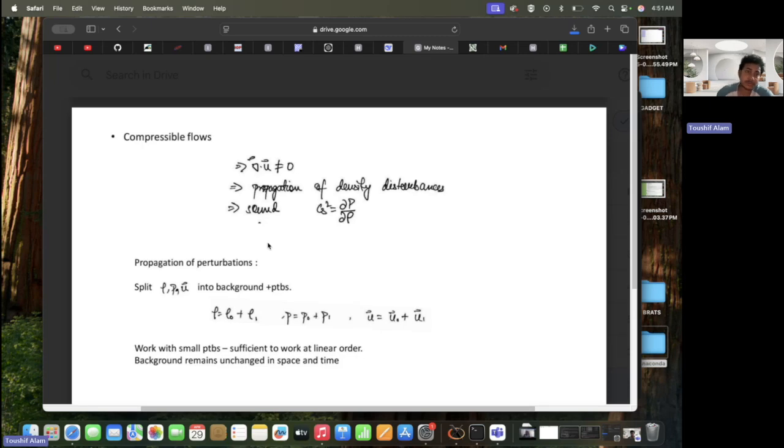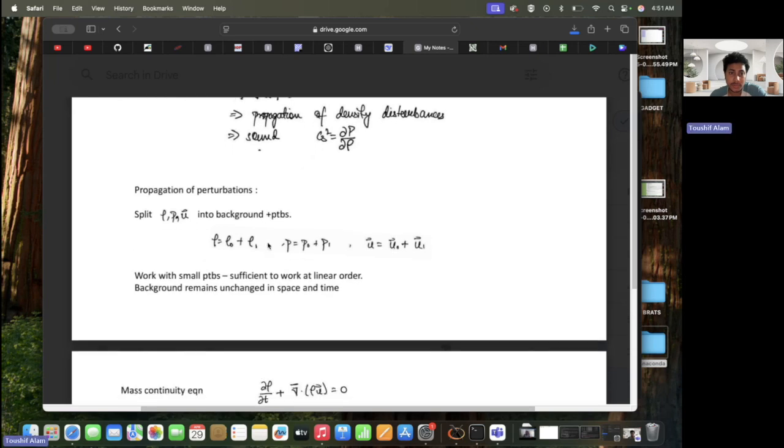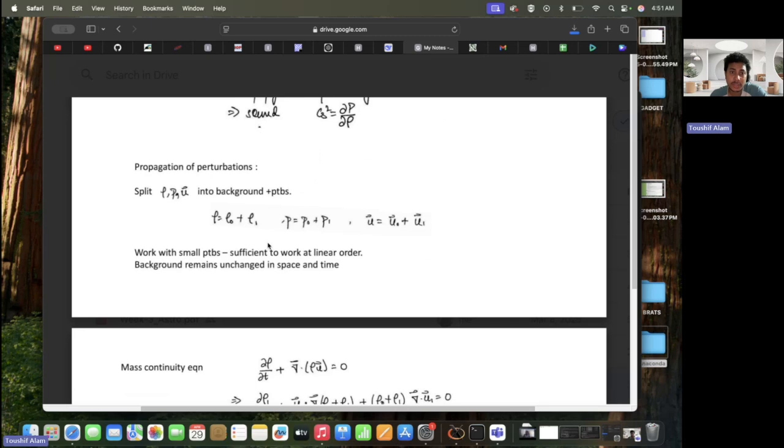Propagation of perturbations: split rho, P and u into background plus perturbation. So rho is equal to rho naught plus rho 1, P is equal to P naught plus P1, and u is equal to u naught plus u1. Work with a small perturbation, sufficient to work at linear order. The background remains unchanged in space and time.